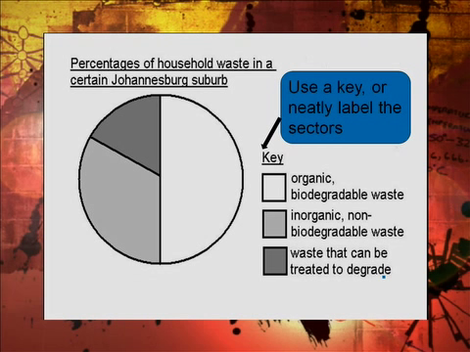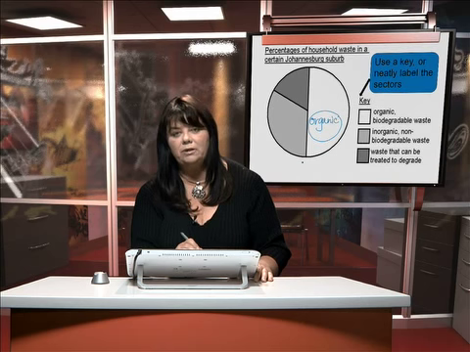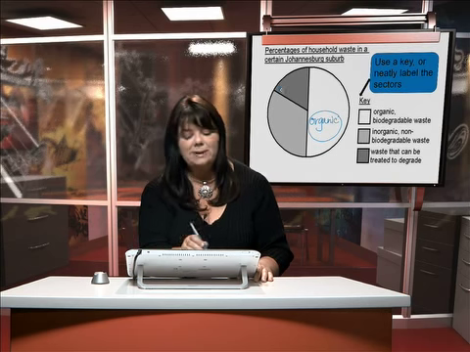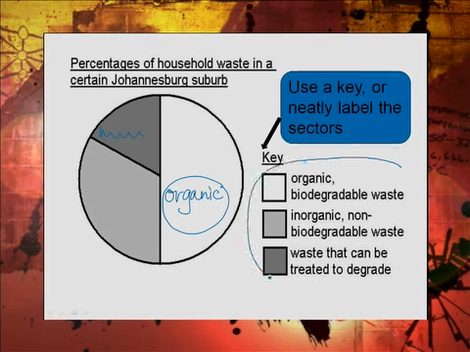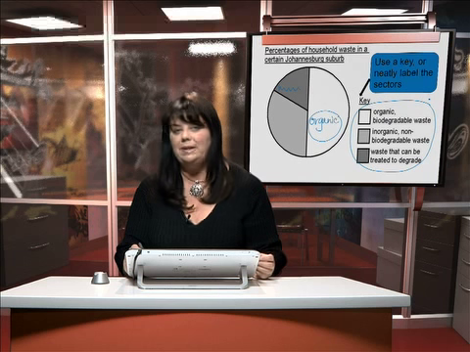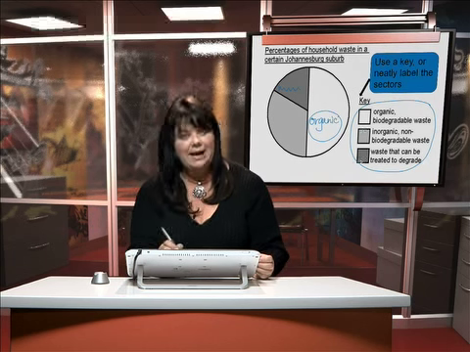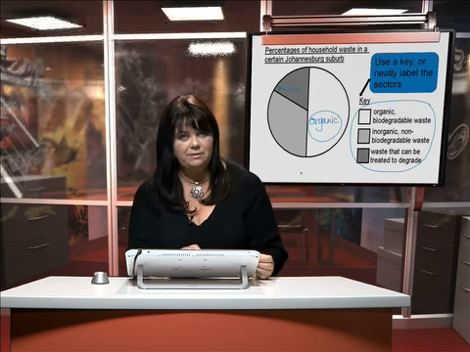It must have a key, or you must be able to neatly label the sectors. So you'd be able to label on here organic, biodegradable waste, but that's a lot of writing to put into a small amount of space. And so on a pie graph, particularly if the sectors become very small and we can't write long labels, we use a key. And therefore it's important that you do take into an exam some different colors that you'd be able to shade this information in.